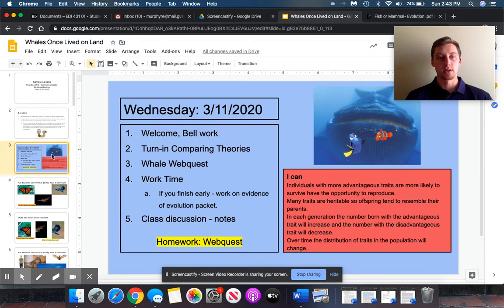I like to start each class after that with a schedule. This was taught back in March, but it gives them a layout of what we're going to do today. So welcome them. We do our bell work together. We get into a web quest that we'll do together. And then if time allows, students can work on an evolution packet and we'll discuss that whole web quest as a class. On the right side of the screen, I always post the objectives for the day and the learning targets that we'll be trying to cover.